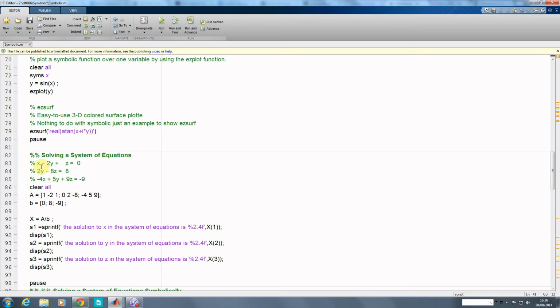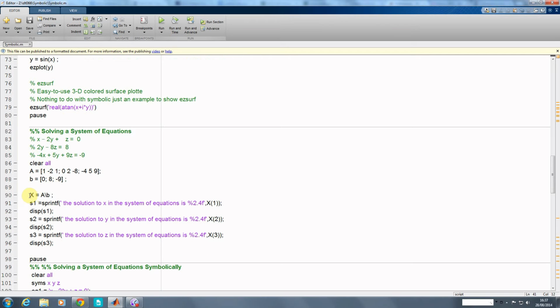Next thing, I'm going to define a system of equations. 1x minus 2y plus z. Second row, 0x, 2y minus 8z. Third row, minus 4x plus 5y plus 9z. Here, 0, 8, and minus 9. And there's how MATLAB does it.